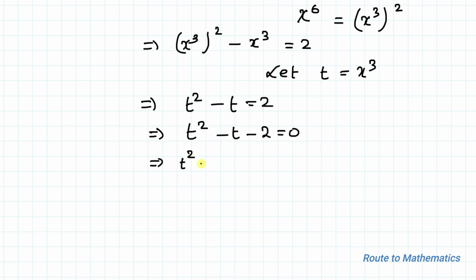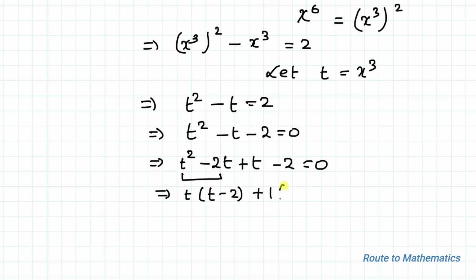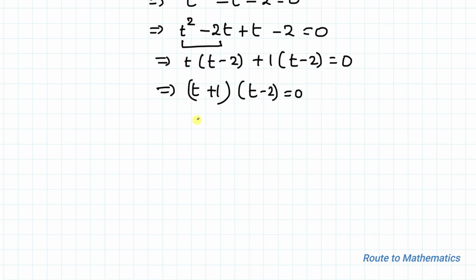So I can write t square minus 2t plus t minus 2 equals to 0. This implies this. Let's just take t common here. So t multiplied with t minus 2 plus 1 multiplied with t minus 2 equals to 0. This implies this t plus 1 multiplied with t minus 2 equals to 0. Okay, so I can write here t equals to either minus 1 or t equals to 2.